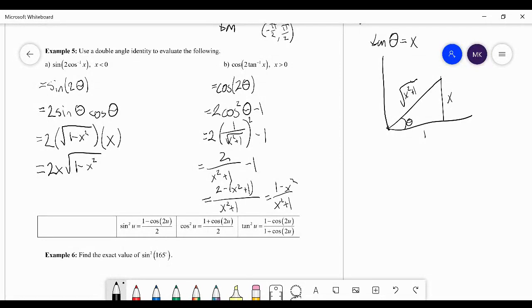All right, so that is double angle identities. That's taking the trig function of a doubled angle, some angle that is being doubled, and being able to work with that. And all that really is doing is applications of the sum formula. Now, power reducing formulas.